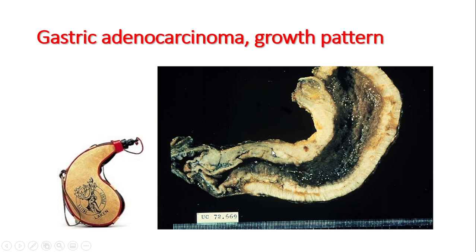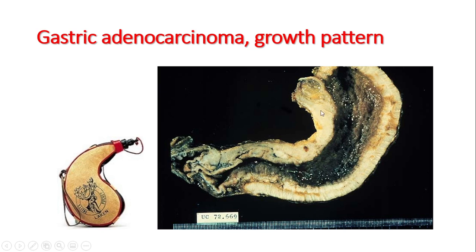So the stomach will be transformed into a rigid tube like a leather bottle, with loss of peristaltic movement due to infiltration, and the wall is severely thickened and the lumen is shrunken due to infiltration by the tumor. Here the patient's typical symptoms are repeated vomiting, indigestion, and feeling of fullness. The type of tumor is the diffuse type.